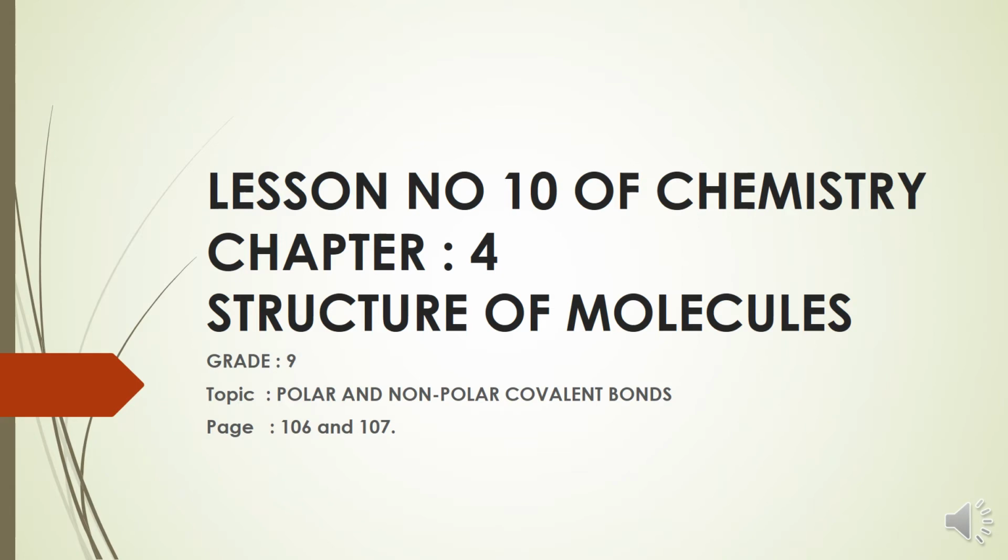Today the topic is polar and non-polar covalent bond. It's again the classification of covalent bond on the basis of electronegativity difference between the bonding atoms in a molecule. Clear? And it's given on page number 106 and 107.